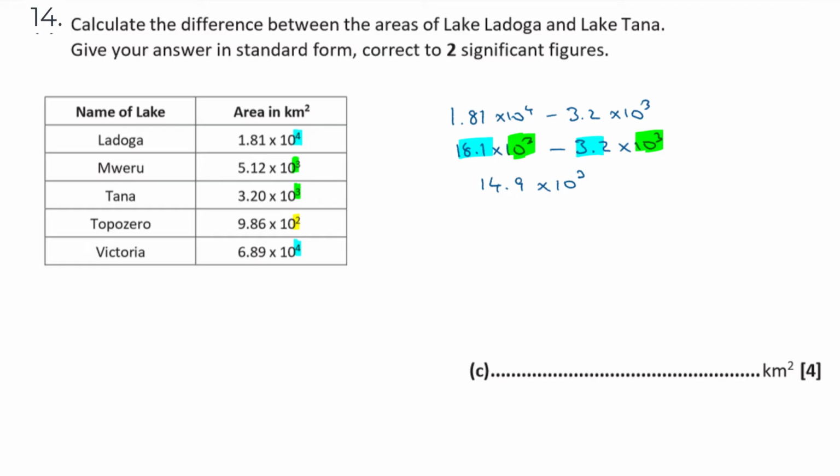Okay. Now I'm going to take the 10 back out of the 14.9 and put it back in with the 10 to the 3. So that's going to be 1.49 times 10 to the 4. The final answer does ask for two significant figures though, so I'm going to round this off and say that is 1.5 times 10 to the 4 as the final answer.